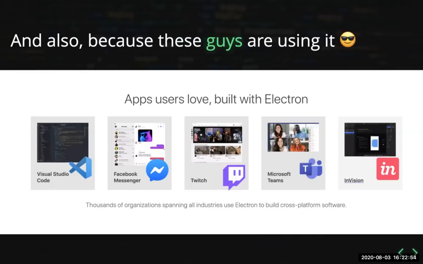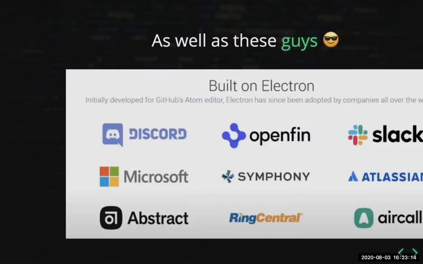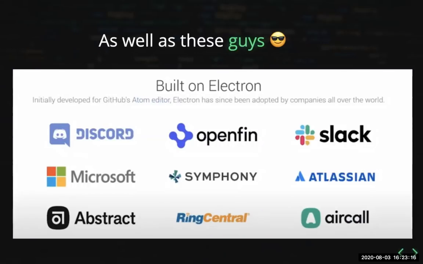Also because these guys are using it. And Lawrence also mentioned the same things, and that's another reason to use Electron. Visual Studio Code that we all use, we are all building in, and some of these apps. Okay, I don't use any of them except maybe VS Code and Twitch, but I'm sure some of you use other ones. And as well as these guys, Slack. Even Slack, which got me so happy. All right, so this is it for now.